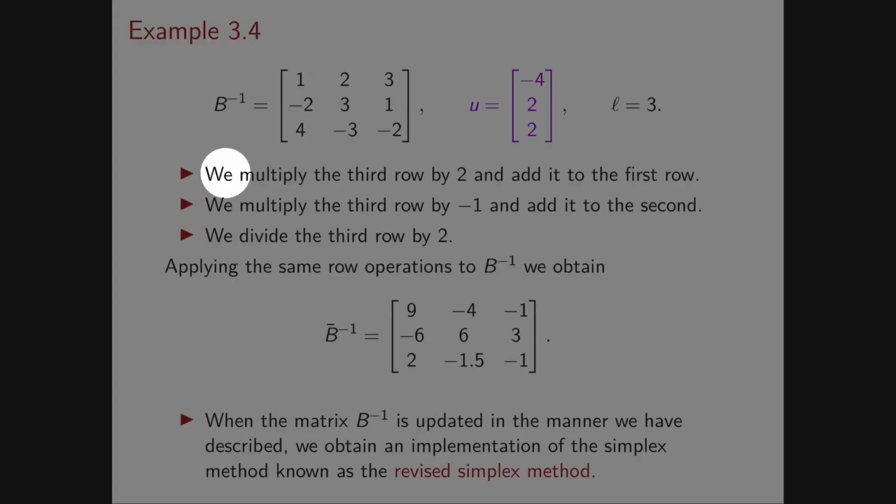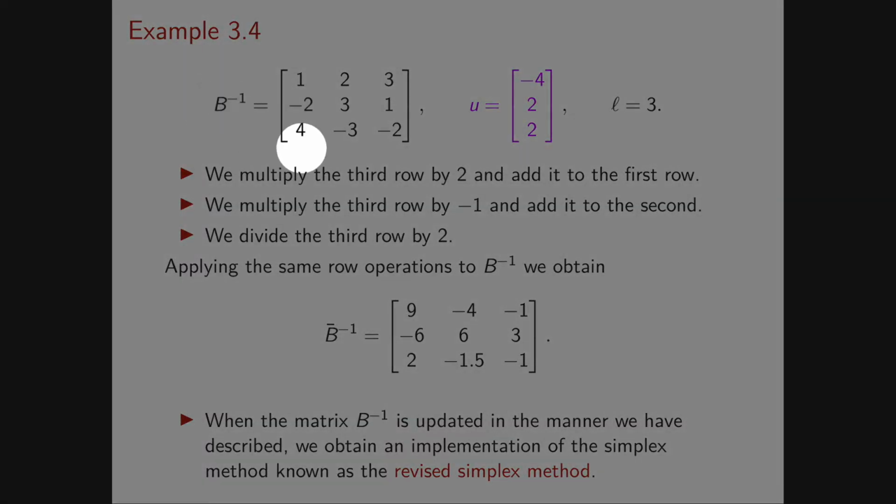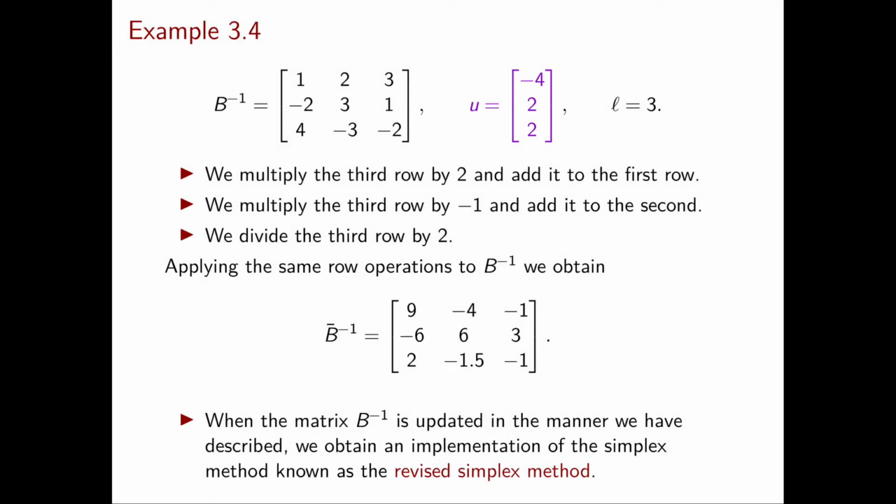Now these three operations are written here, and the next thing we want to do is apply the same 3 row operations to B inverse, and this will give us B bar inverse. So then let's look at B inverse and let's multiply the third row by 2 and add it to the first row. The third row multiplied by 2 is 8 minus 6 minus 4, and if we add it to the first row, we obtain 9 minus 4 minus 1. If you perform also the other 2 elementary row operations, you obtain also the second and third row of B bar inverse, which should be the ones written here. And this concludes our example.